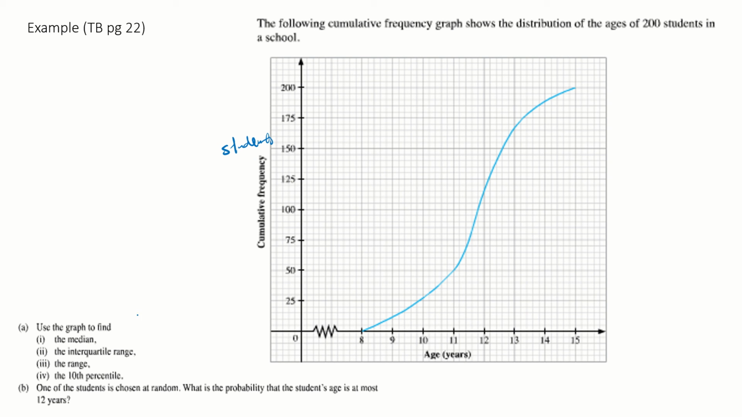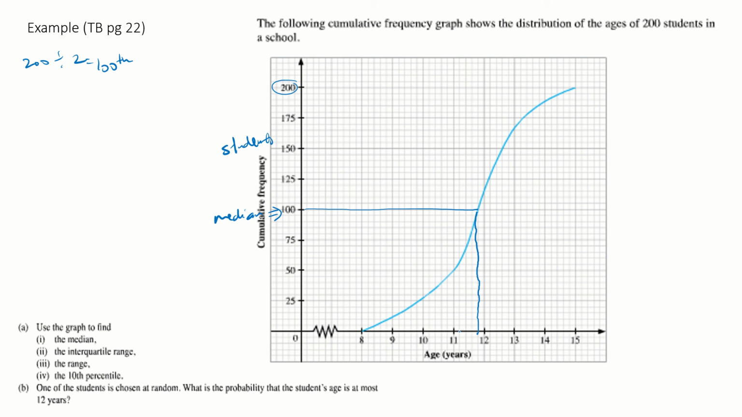So they ask you to find the median. Median means the middle age of all the students here. To do that, you have 200, so 200 divided by 2, that means you will be finding the 100th student. So we use the 100th student as the median, but 100 is not the answer. You're supposed to use the graph, hit the graph here, and then bring it down. You get this point.